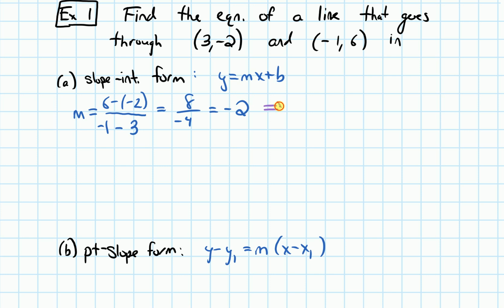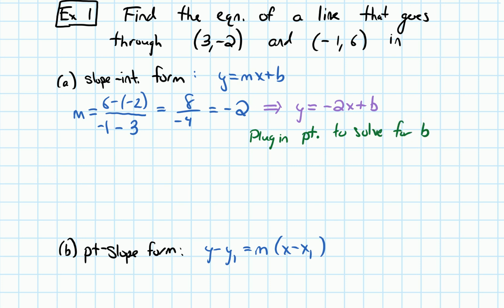Okay, so we have the slope at this point, but we don't have the y-intercept. So the best I can do right now is write it in the form y equals negative 2x plus b, where b is something unknown. So now I need to solve for b somehow. What we can do is plug in one of our points to solve for b.